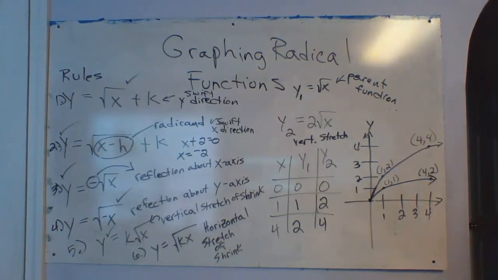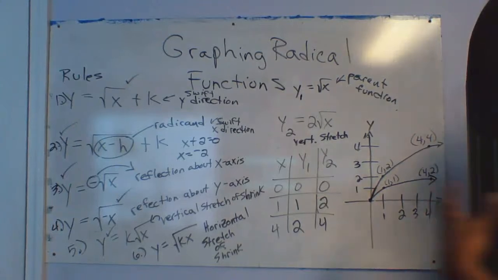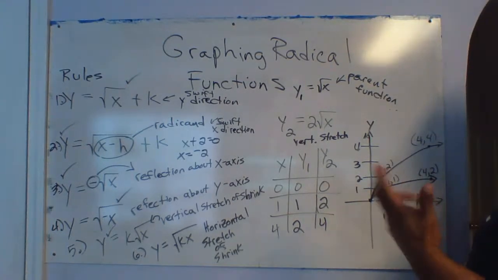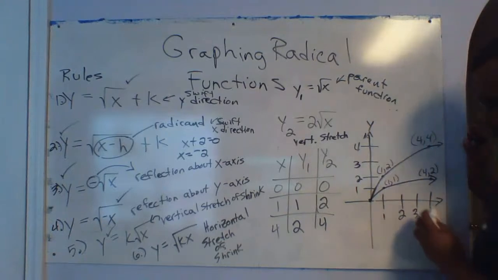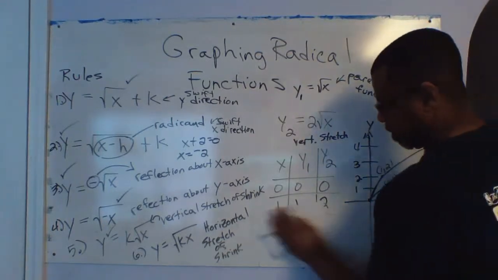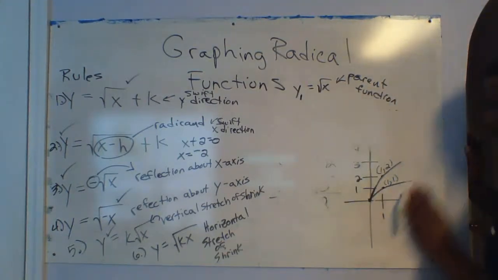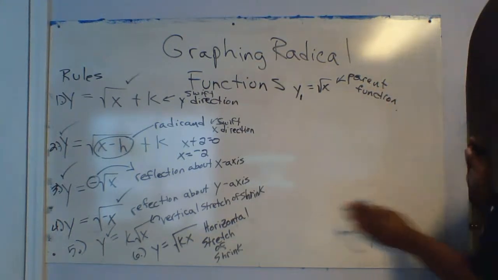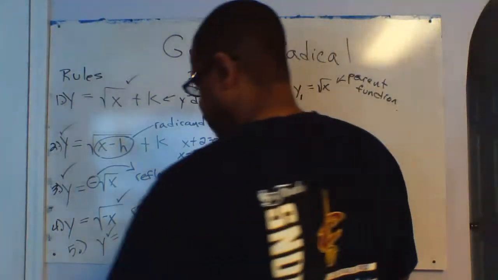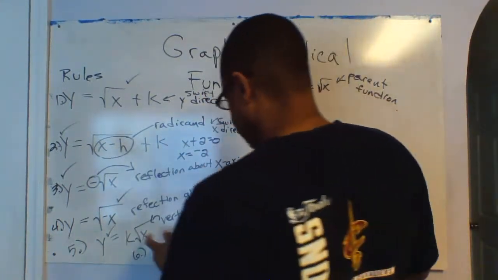So now we're going to do a horizontal shrink. All right, so I'm going to erase this one. Well, you can see that's a vertical stretch. Now I need to show you a horizontal stretch or horizontal shrink. We'll do that. All right, so we've got this up. So we've taken care of this.